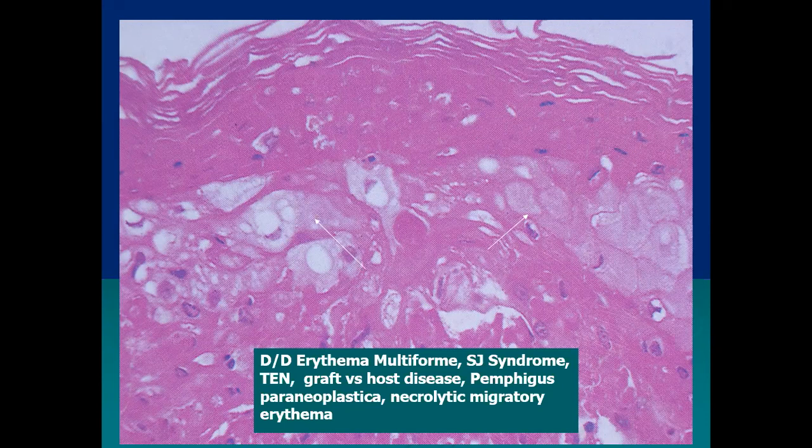The differential diagnoses mentioned in this image are Stevens-Johnson syndrome, toxic epidermal necrolysis, acute graft versus host disease, pemphigus paraneoplasticus, and necrolytic migratory erythema. So these are the very appropriate differential diagnoses of full thickness epidermal necrosis as seen in this image.